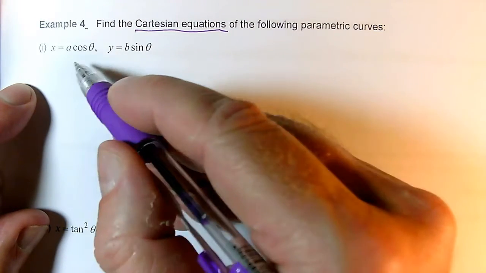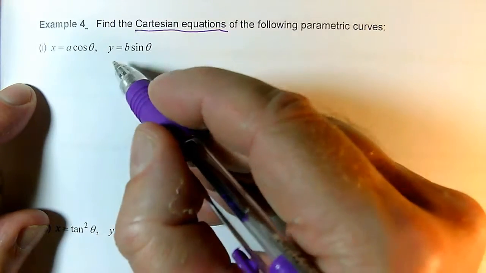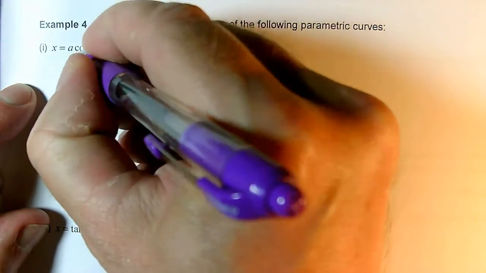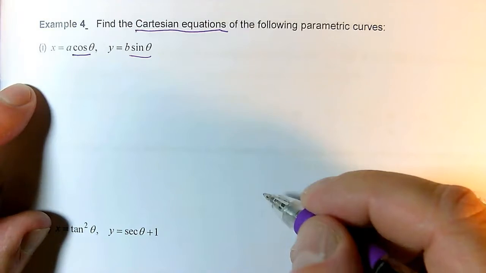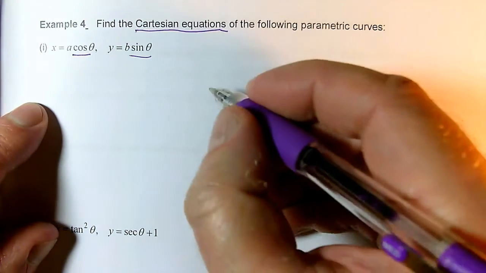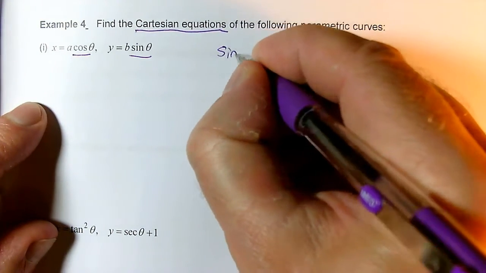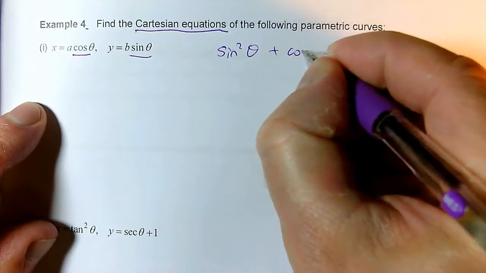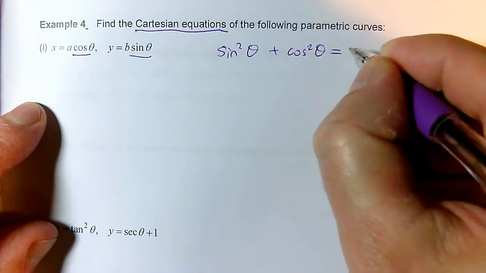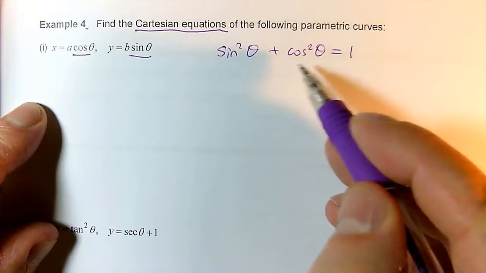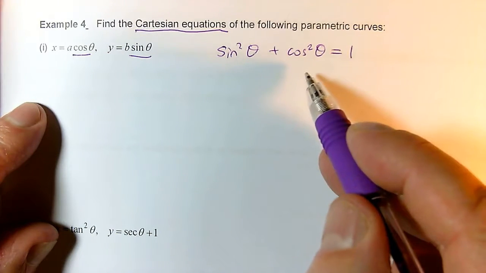So I've got x, and it happens to have cos theta in it. I've got y that happens to have sine theta in it. So I think, do I know an identity that's got cos theta and sine theta in it? And yes, I do. I know that sine squared theta plus cos squared theta equals 1.